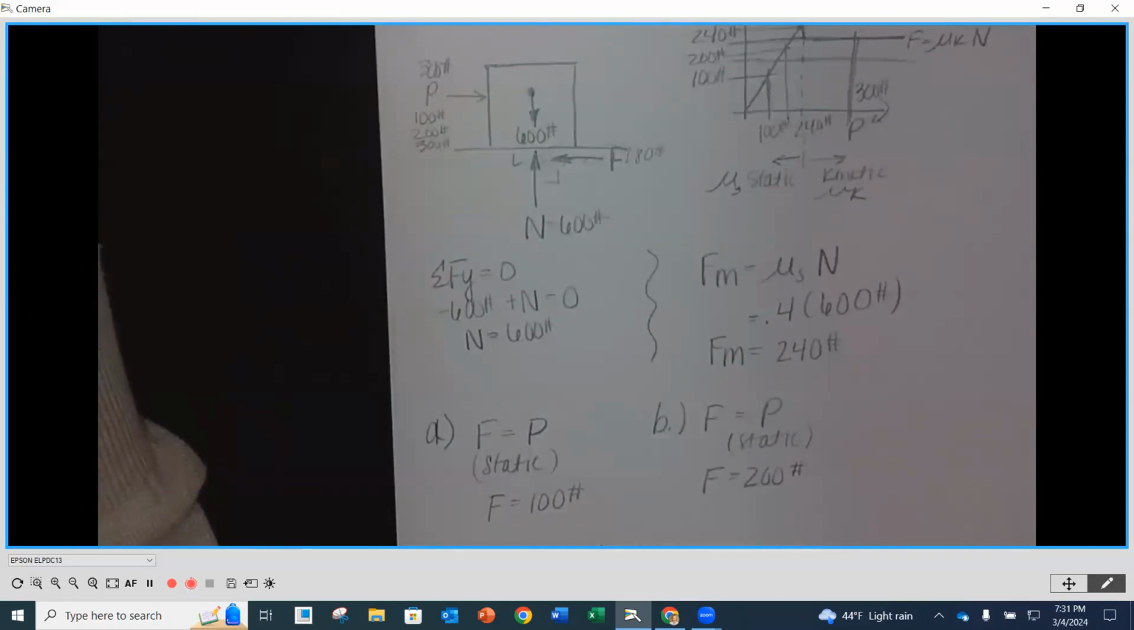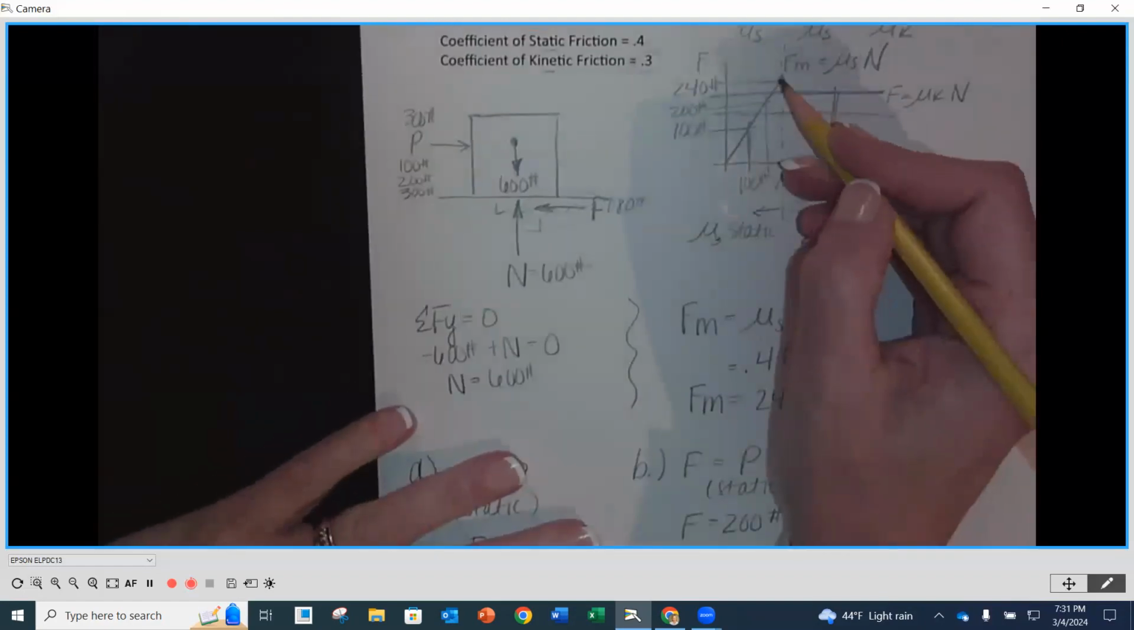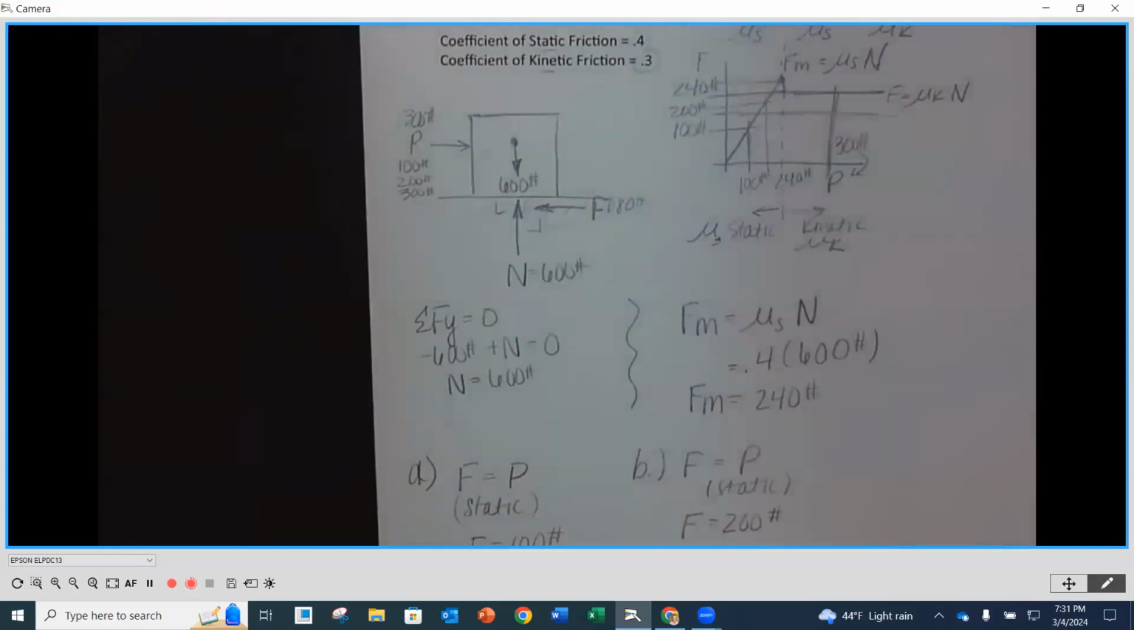Yes, the kinetic friction force is less than the pushing force. When it's equal, at that 180 mark, we're at a constant velocity. So we're still moving, but we're now in dynamic equilibrium. Static equilibrium is this side, where we're not moving. Does that make sense to everybody?